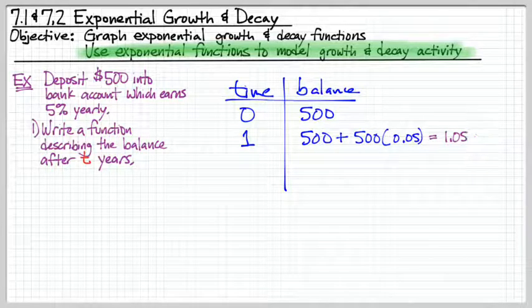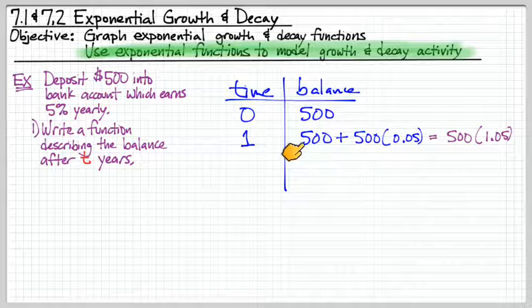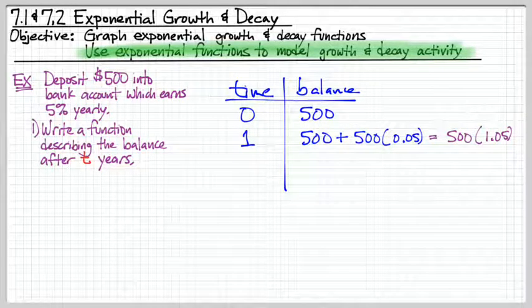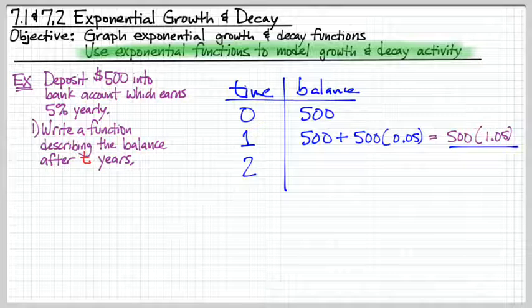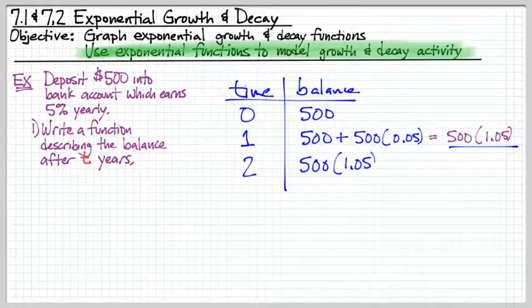Or actually, let me rewrite that. I'm going to write it like this: $500 times 1.05. And we could do that because we can think of an invisible 1 here. 1 plus 0.05 is 1.05. Okay, second year. Whatever our previous balance was, that's how much we have in the bank. So we have $500 times 1.05.